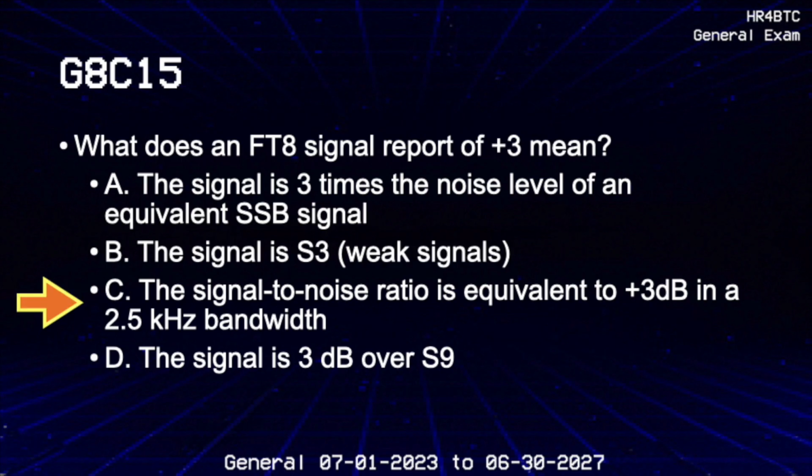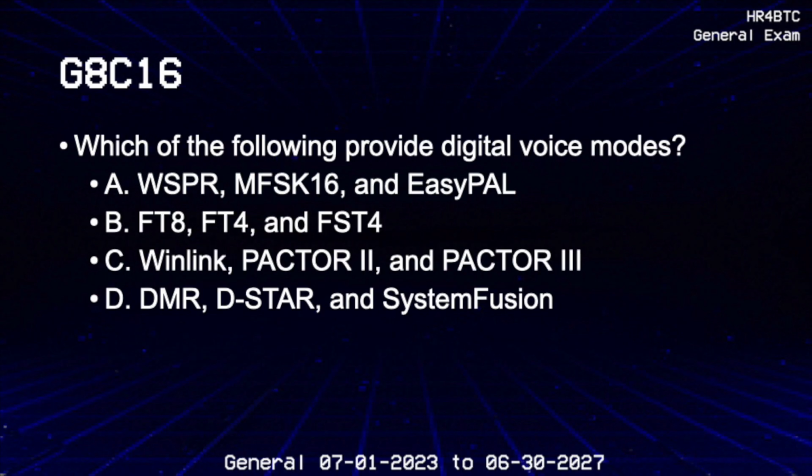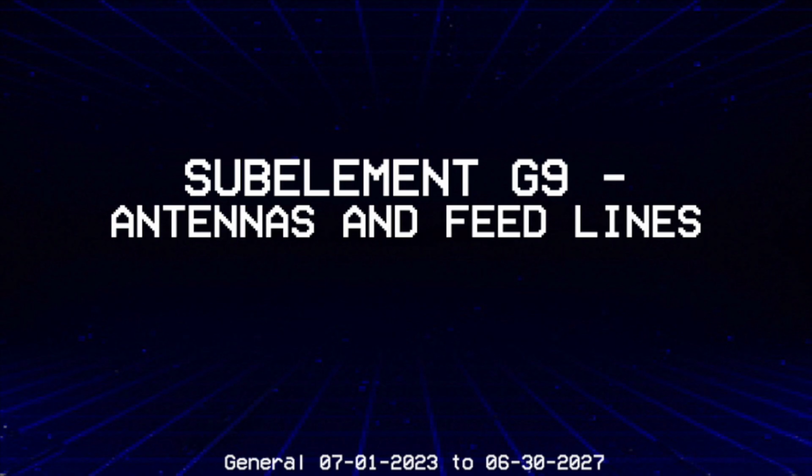What does an FT8 signal report of +3 mean? The signal-to-noise ratio is equivalent to +3 decibels in a 2.5 kHz bandwidth. Which of the following provide digital voice modes? DMR, D-Star, and System Fusion. Subelement G9, antennas and feed lines.